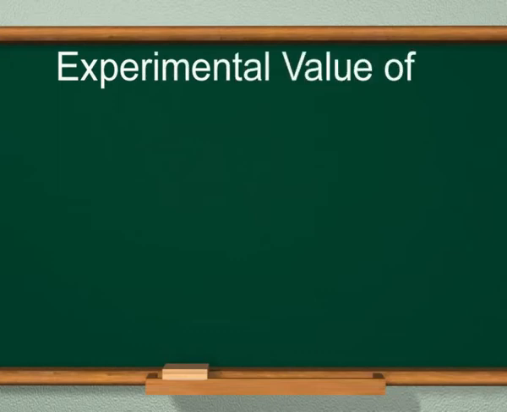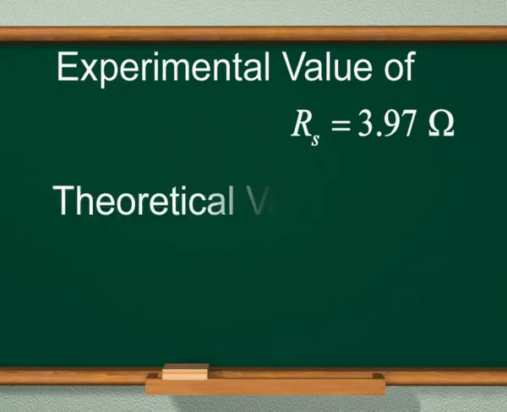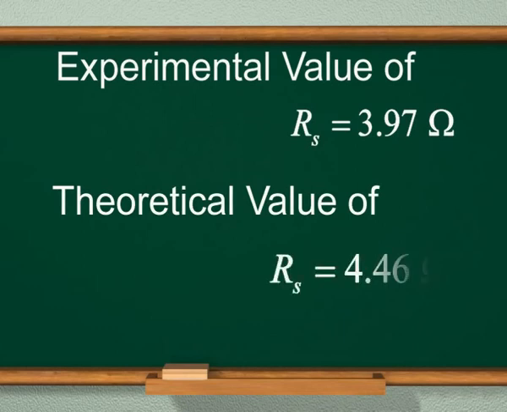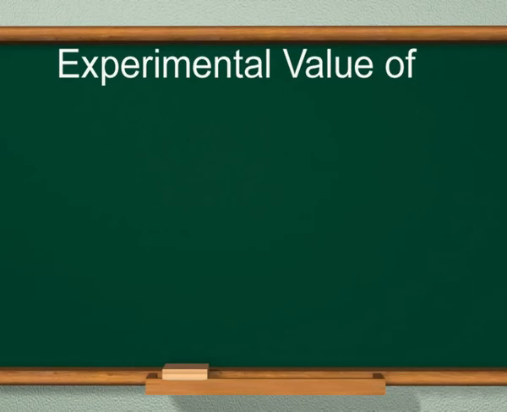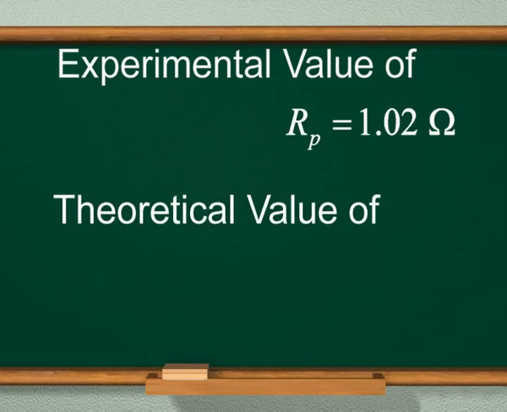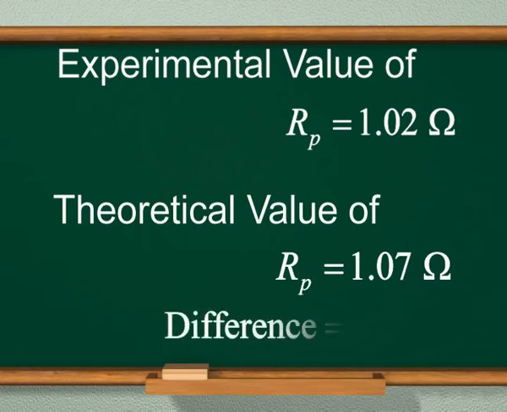Experimental value of series combination of resistances is 3.97 ohms, whereas the theoretical value of series combination of resistances is 4.46 ohms. It is clear that the difference between the two values is of 0.49 ohm. Similarly, experimental value of parallel combination of resistances is 1.02 ohm and the theoretical value of parallel combination of resistances is 1.07 ohm. Difference between the two values is of 0.05 ohm.